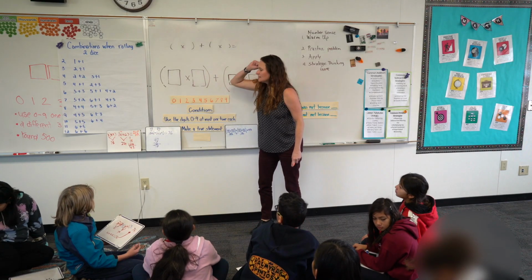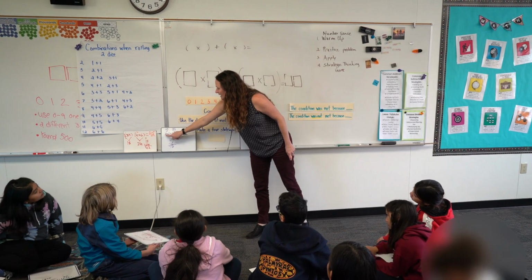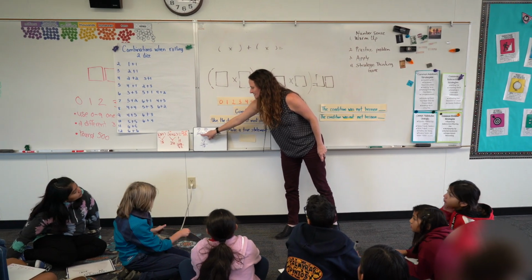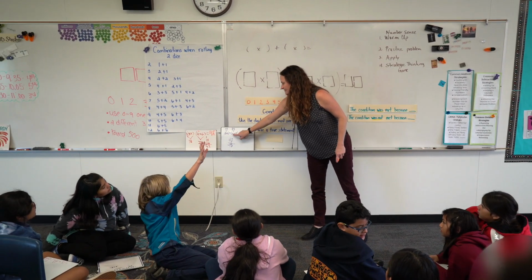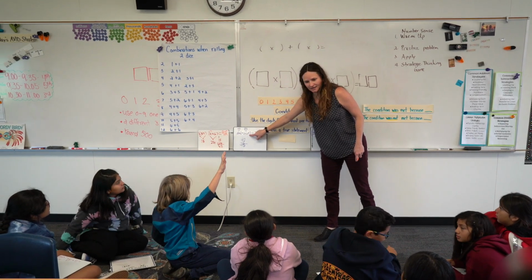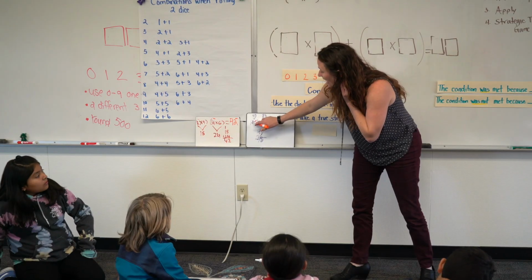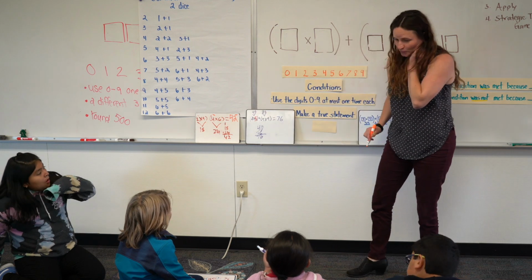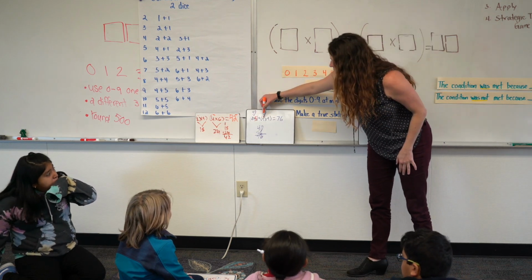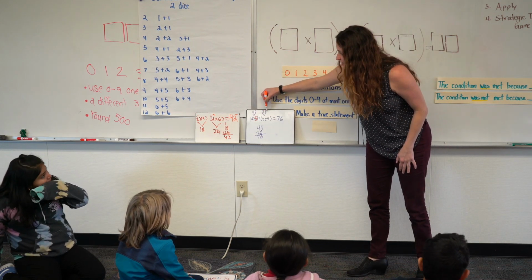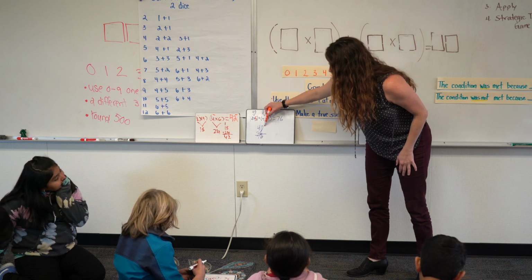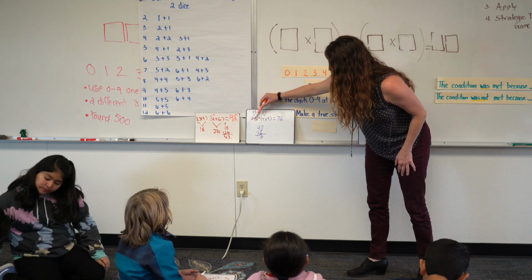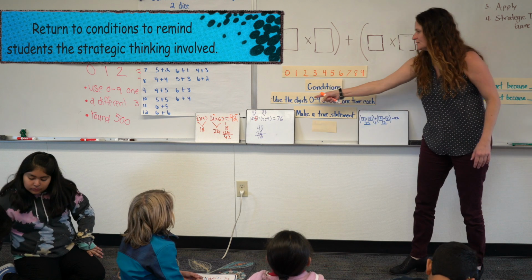What I see on the board is an 8 times 5, and then I see 4 times 9. Now 8 times 5 is 40, so that is correct. Now 4 times 9 is 36, and when we add those we do get 76. So let's go through our conditions.